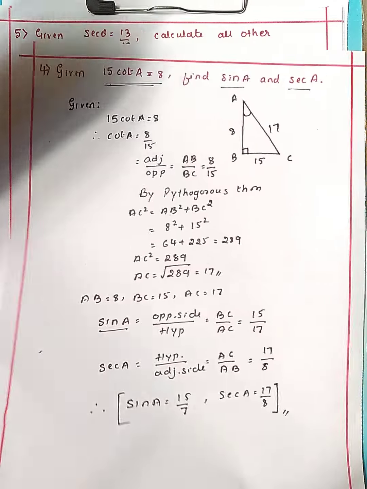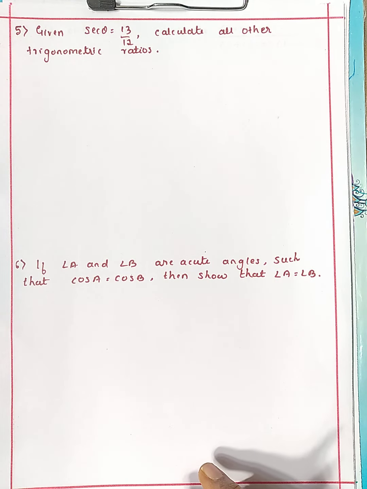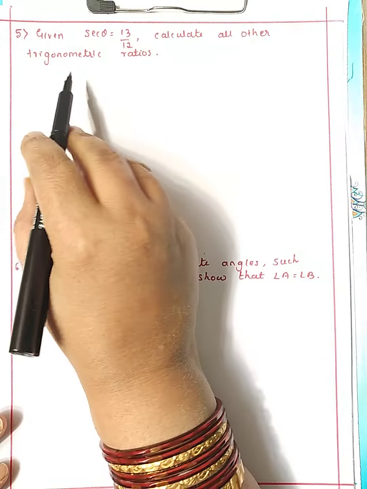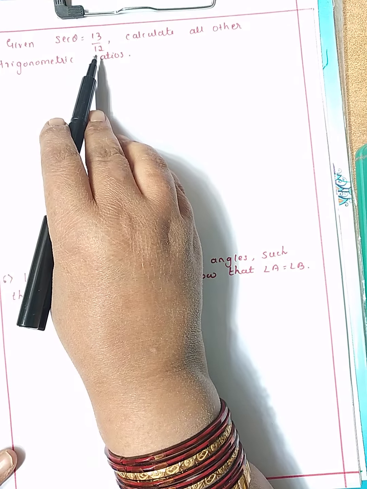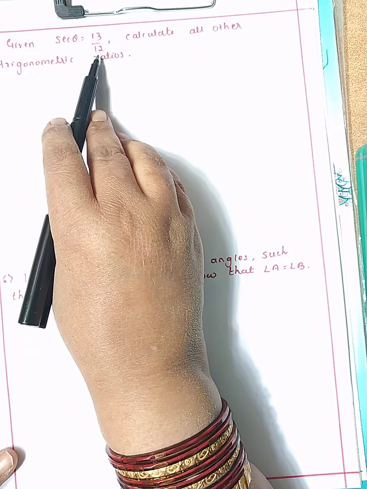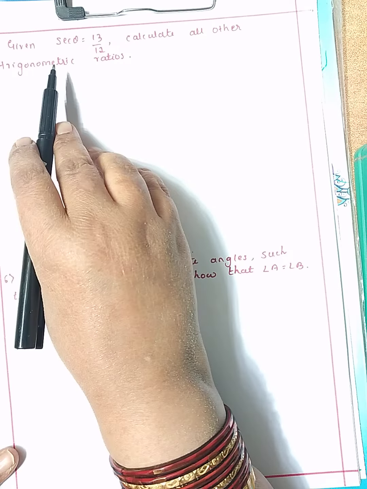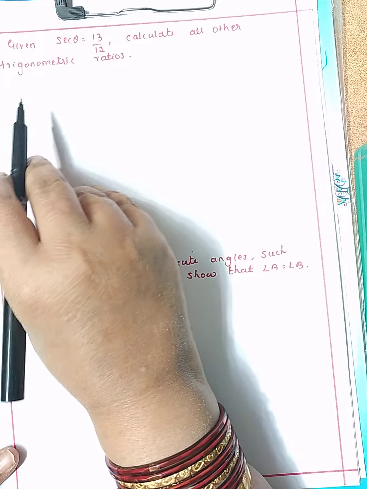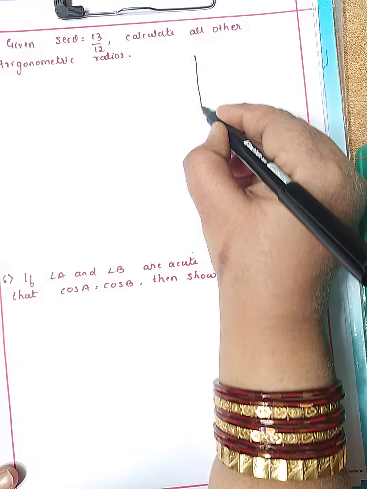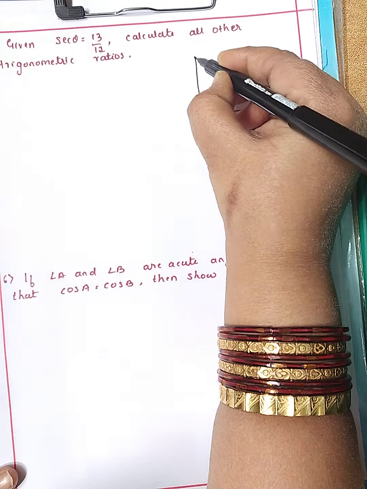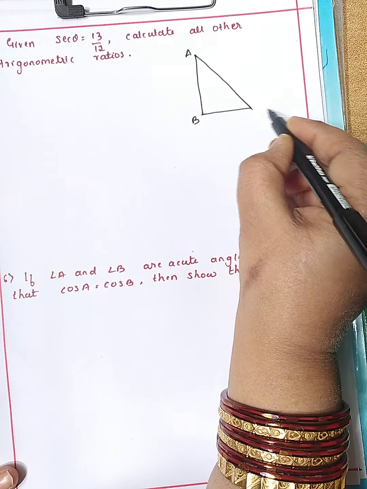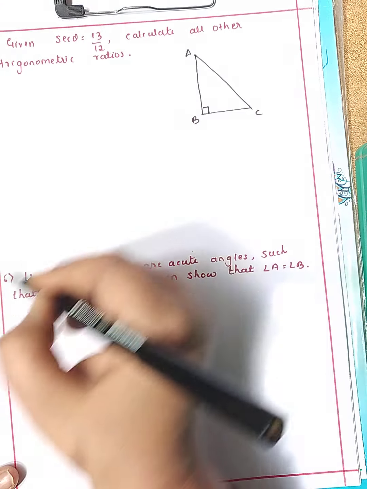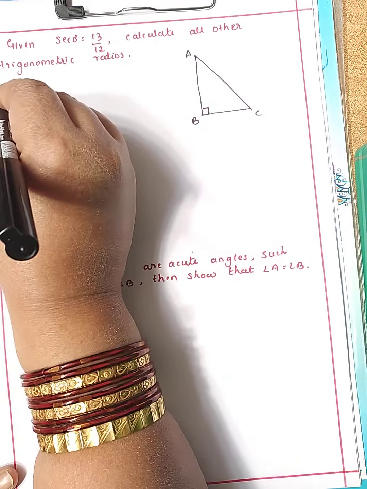Now the fifth question. The fifth question in the textbook is: given sec theta equal to 13 by 12, calculate all other trigonometric ratios. What you have to do here is again draw the right angle triangle A, B, C, right angle at B.